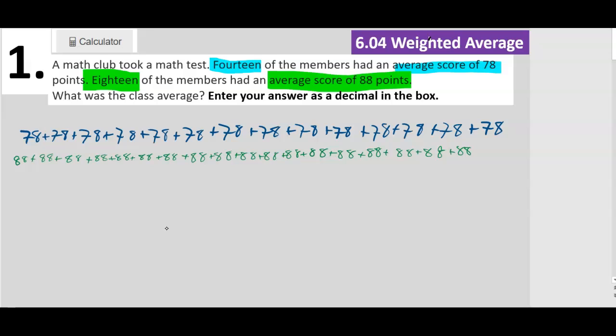We could say here, we've got a math club. Oh yeah, math rules. Okay, 14 of the members have a score of 78. Not too shabby. 18 of the members have an average score of 88. Looking good. All right, so what's the entire average for everything?